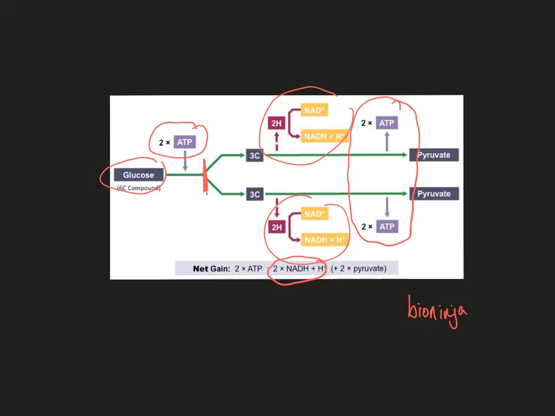Now, if we look at the net gain, we can see we've got a net gain of 2 ATPs because we spent 2, we made 4, so our net gain is 2 ATPs, and our end point of glycolysis is this molecule pyruvate, and obviously we have 2 pyruvate. And the pyruvate, because this is all taking place in the cytoplasm, now diffuses into the mitochondria to crack on with the next stage of respiration, which is the link reaction.